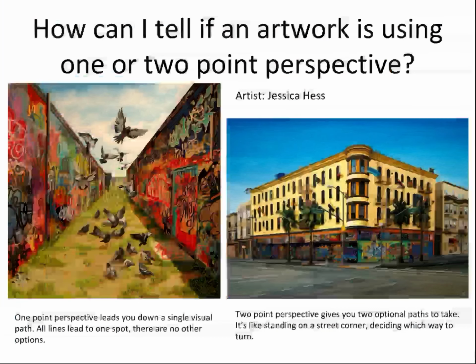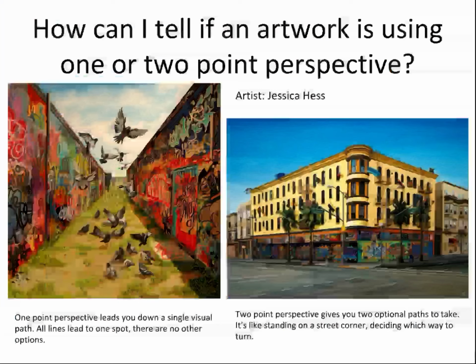Here's how you can tell if an artwork is using 1 or 2-point perspective. We're going to look at 2 paintings by the artist Jessica Hess. On the left, this is 1-point perspective. 1-point perspective leads you down a single visual path. All lines lead to one spot. There are no other options. So watch as these walls converge toward one point in the back. Notice that the birds tend to get smaller and less detailed as they get farther away.